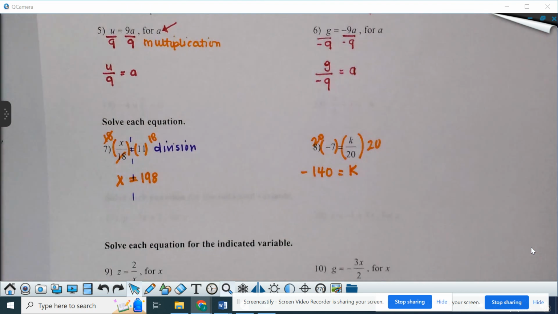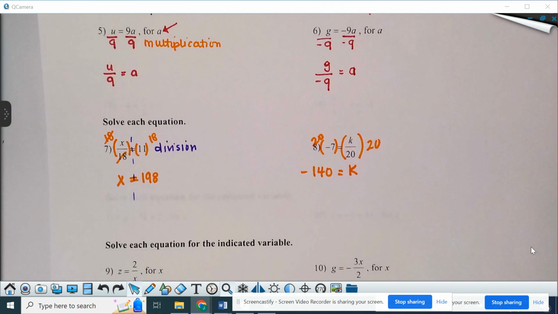Everybody okay so far? Do you feel like you're getting set up for the trick because they're too easy?